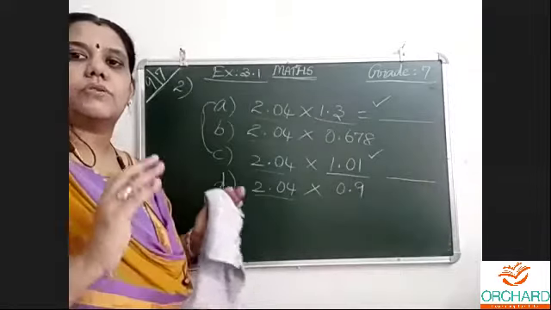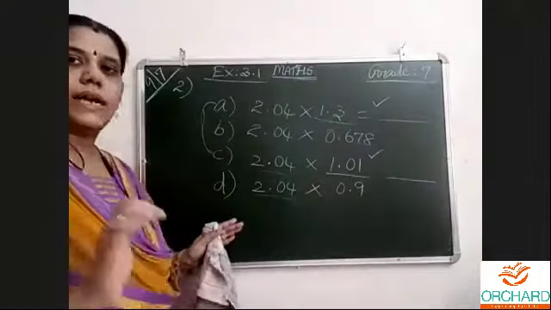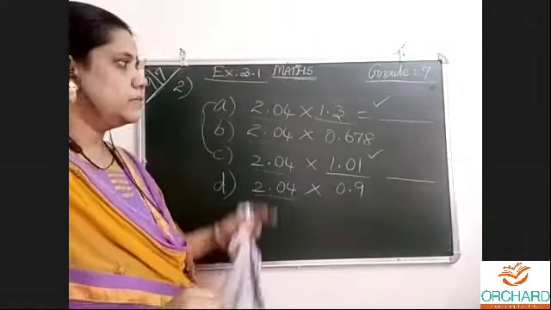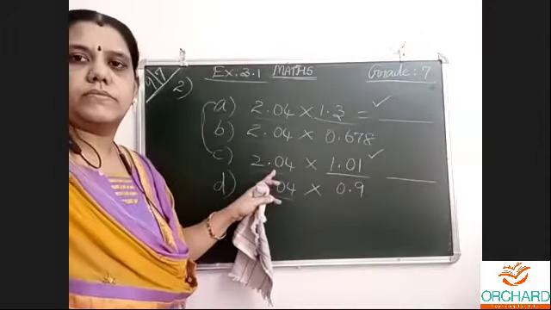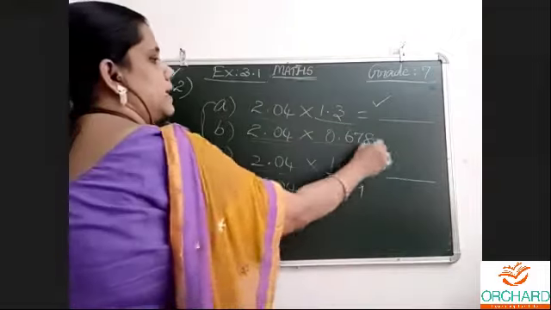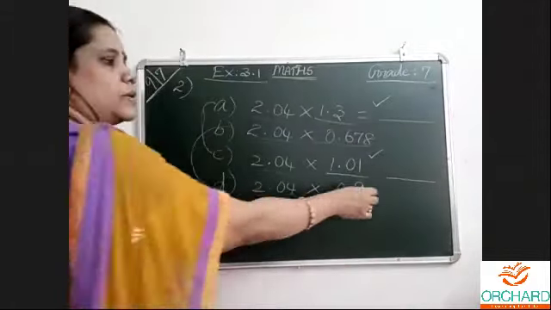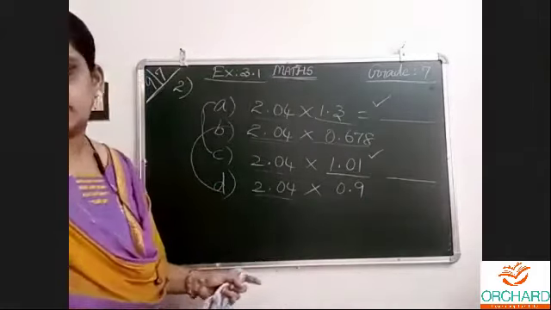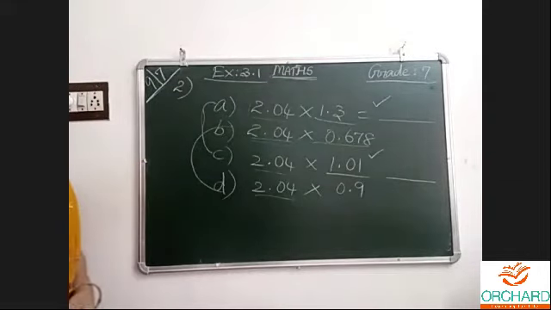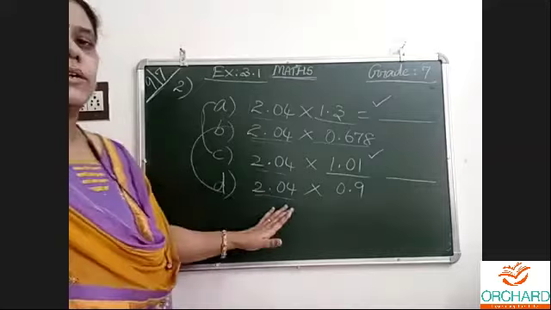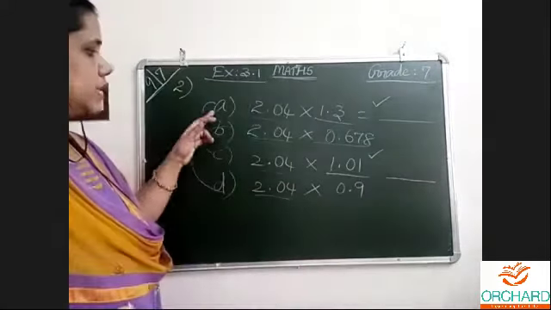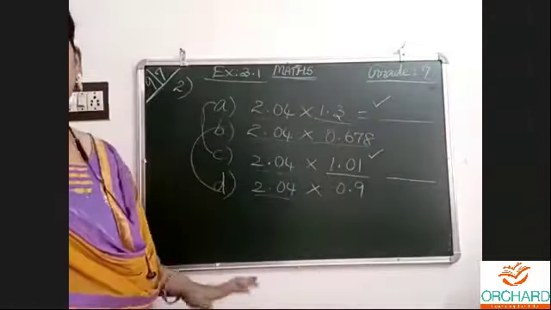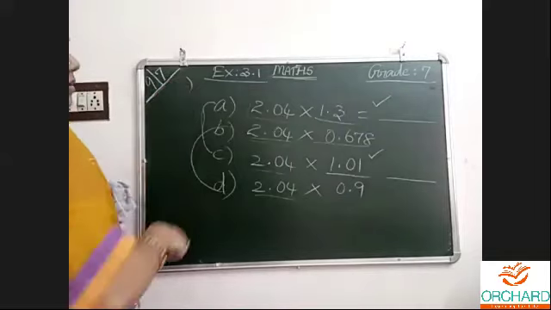That's all. This is a concept to understand. The answer, what is the answer? Don't ask. The answer is A and C will have the product more than 2.04. B and D will have the product less, since the multiplier is less than 1. So less than 2.04 we will get. Here, more than is asked for in this question. So our answer is A and C. This is what the second question is about.